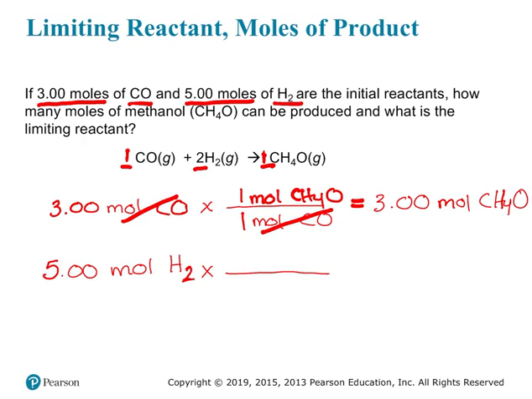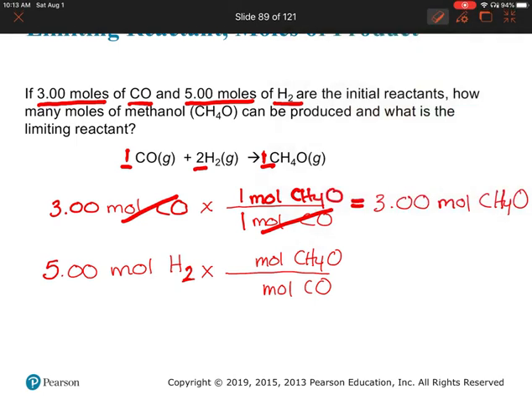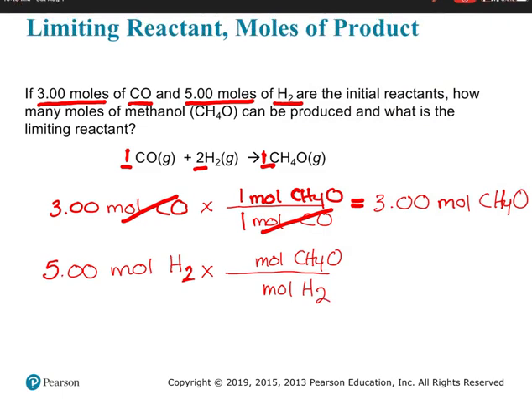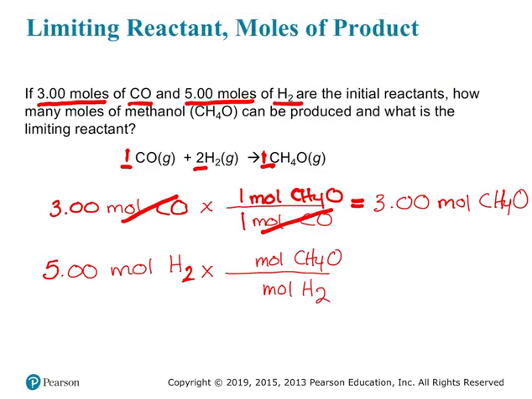Okay. Now let's do the same for hydrogen. So again, we want to end up with moles of methanol. Oh, not moles of CO. We want moles of hydrogen to cancel. Okay. So what is the ratio between methanol and hydrogen in our balanced equation? 1 to 2. All right. So we'll cancel out moles of hydrogen, and 5 divided by 2 is 2.5.